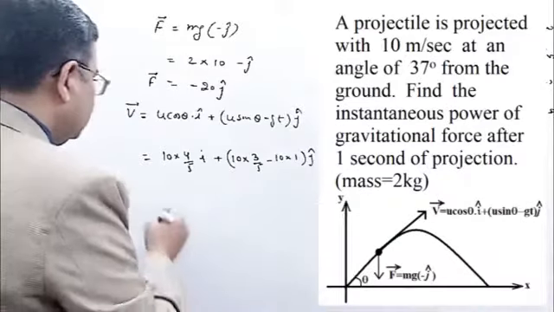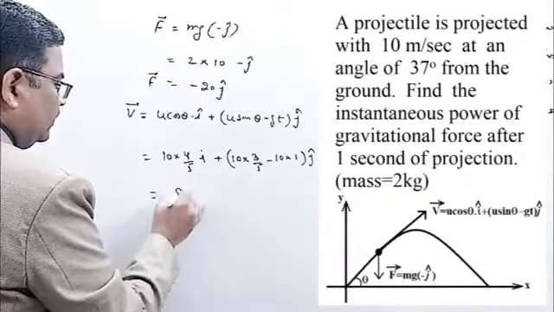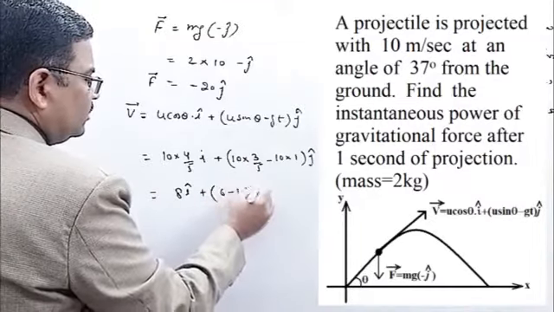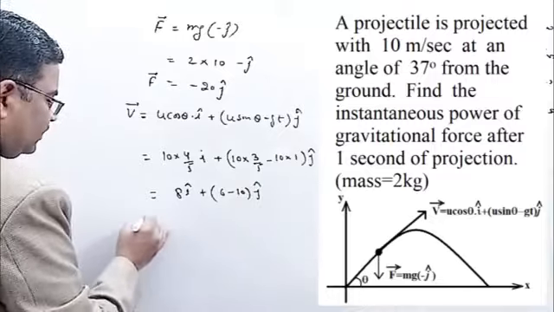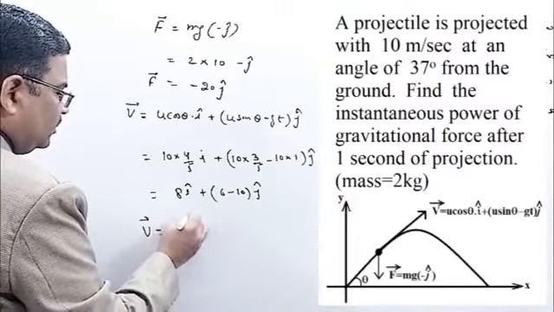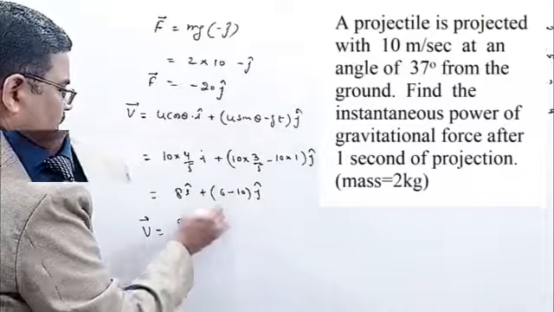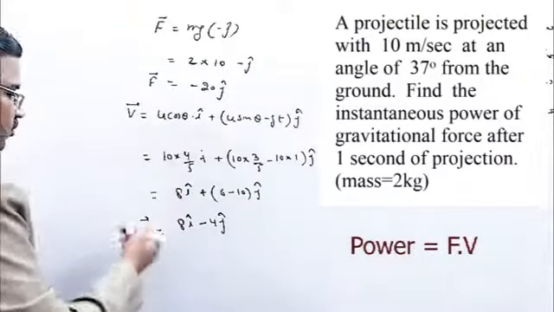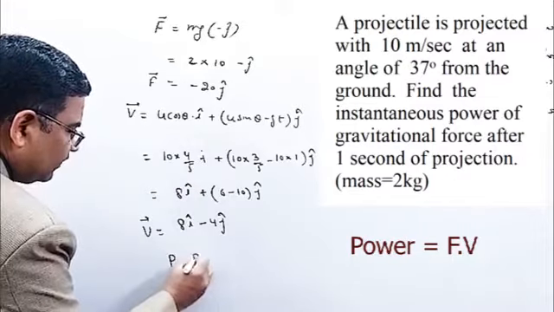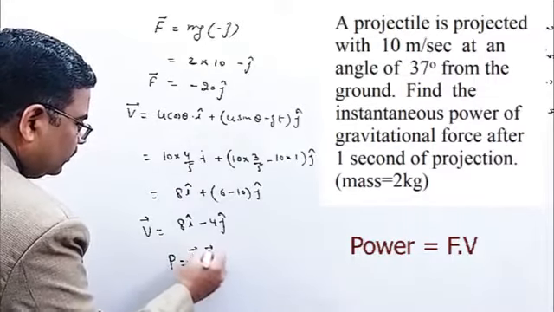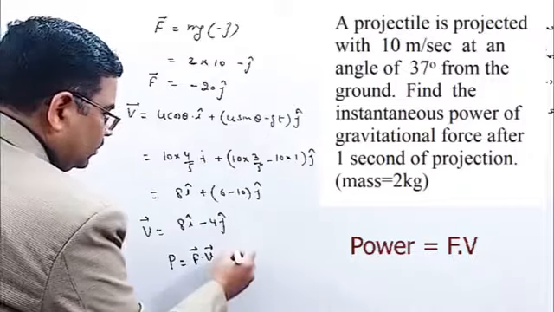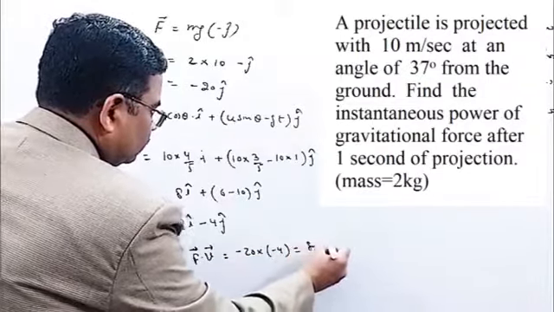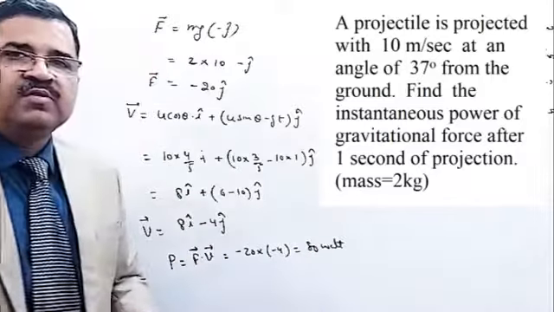So I get this is equal to 8 i plus (6 minus 10) j. So finally I get the velocity vector as 8 i minus 4 j. Now to find the instantaneous power of the gravity, I will take the dot product of force and velocity. So power is F dot V. So this becomes basically minus 20 into minus 4, which is 80 watt. So this is our final answer.